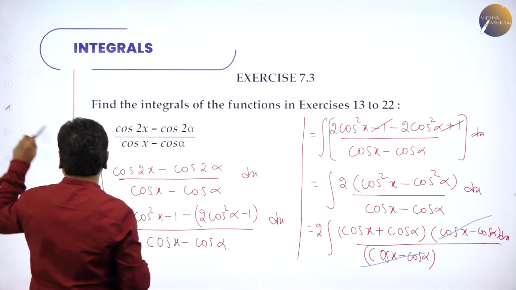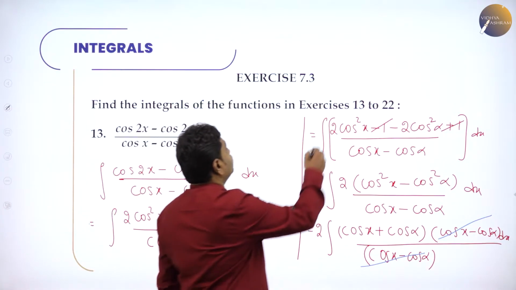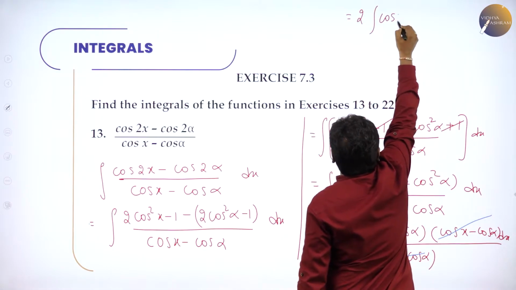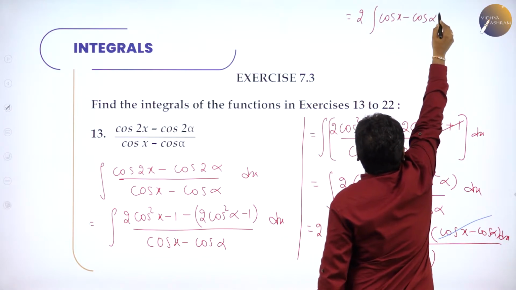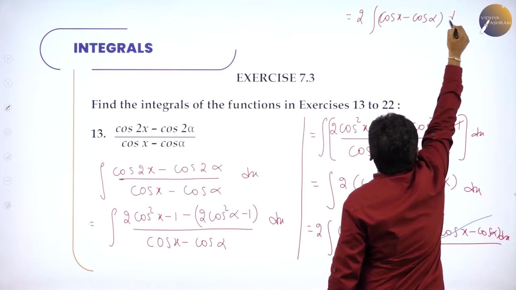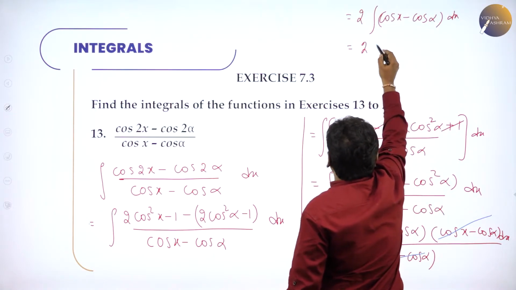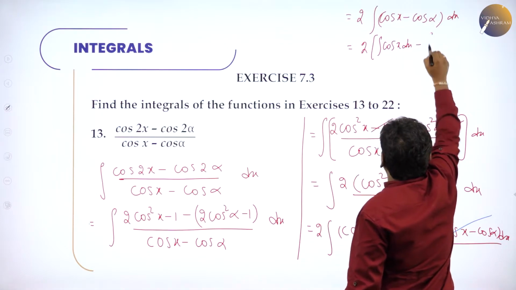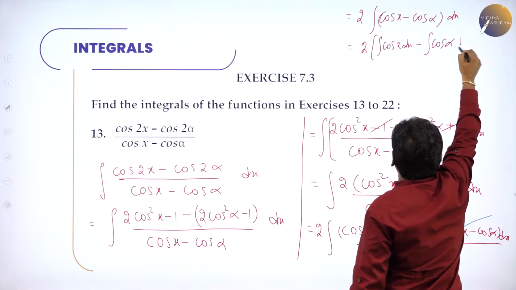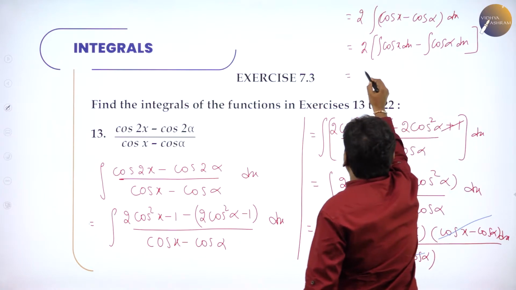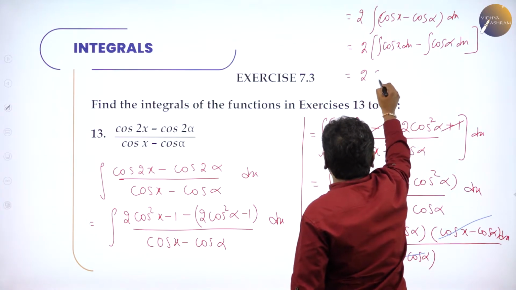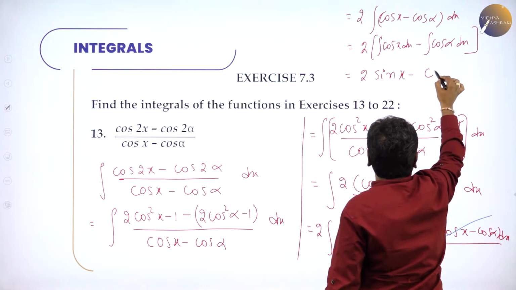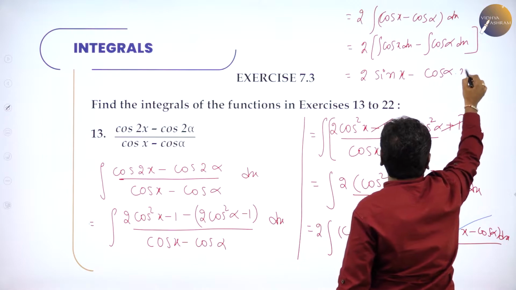Now the given problem is reduced. So now the given problem is simple. 2 outside, integration of cos x plus cos alpha dx. Now integrate each term. 2 outside, integration of cos x dx plus integration of cos alpha dx. The integration of cos x, you know, is sin x, plus the integration of cos alpha is cos alpha into x plus c.